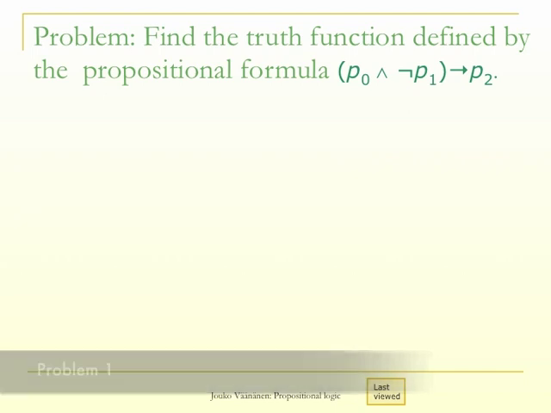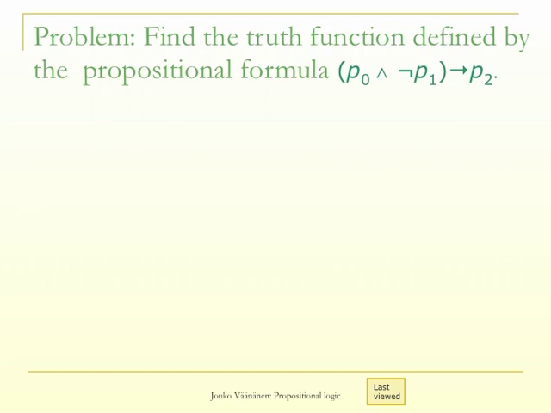Find the truth function defined by the propositional formula (P0 and not P1) implies P2. This is essentially the problem of finding the truth table of (P0 and not P1) implies P2. The truth function is a function of three variables, as there are three proposition symbols in the formula.